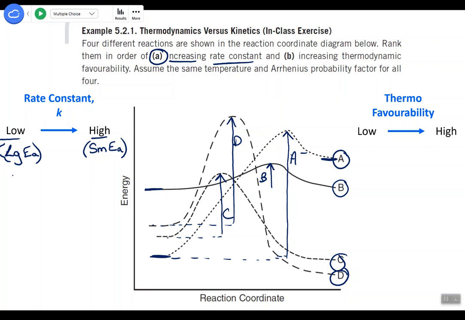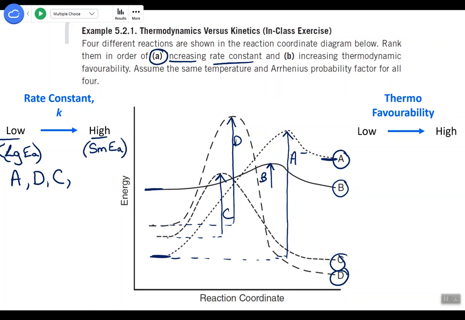The longest line belongs to reaction A. It's the biggest overall activation energy, the biggest climb in energy. The next tallest, go ahead and shout it out. What's the next tallest? D. What's next?